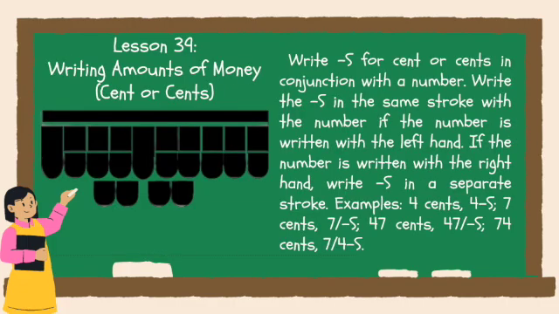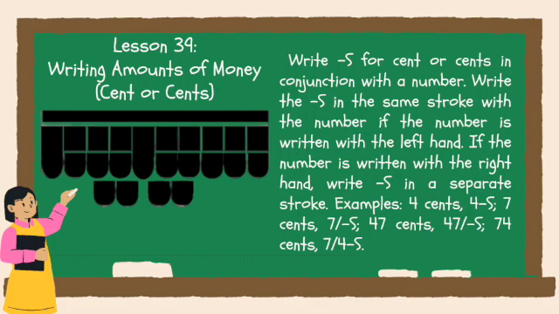And we're up to the next lesson, lesson 39. It's another writing amounts of money, but for cent or cents. So previously, we learned about writing amounts of money for dollar or dollars. Now we will be learning about writing amounts of money using cent or cents. So write S or final S for cent or cents in conjunction with a number.